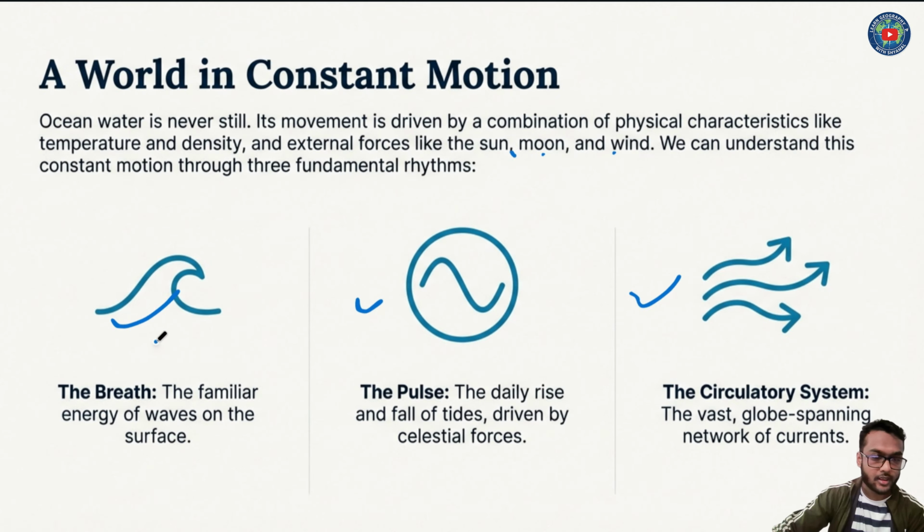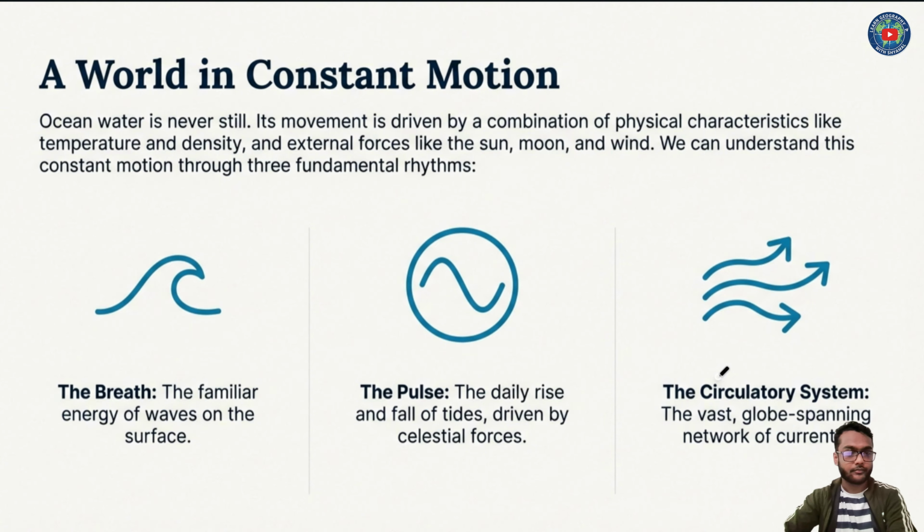We can understand this constant motion through three fundamental rhythms: the breath, the pulse, and the circulatory system. The breath means the familiar energy of waves on the surface, that is waves, sea waves. The pulse, the daily rise and fall of tides driven by celestial forces, that is tides, sea tides. The circulatory system, the vast globe-spanning network of currents, that is sea currents, ocean currents.